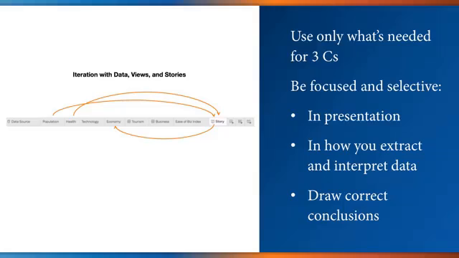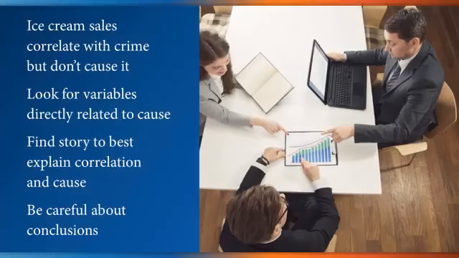Being focused and selective in your story presentation is great, but of course you also need to be focused and selective in how you extract and interpret the data you'll be using in your story. Drawing the correct conclusions from data can be very tricky for many reasons, as we've learned. Let's take one classic example. Based on some partial data and some over-eager interpretation, I could tell a story about how increasing ice cream sales are closely correlated with rising violent crime. However, that's only part of the story.